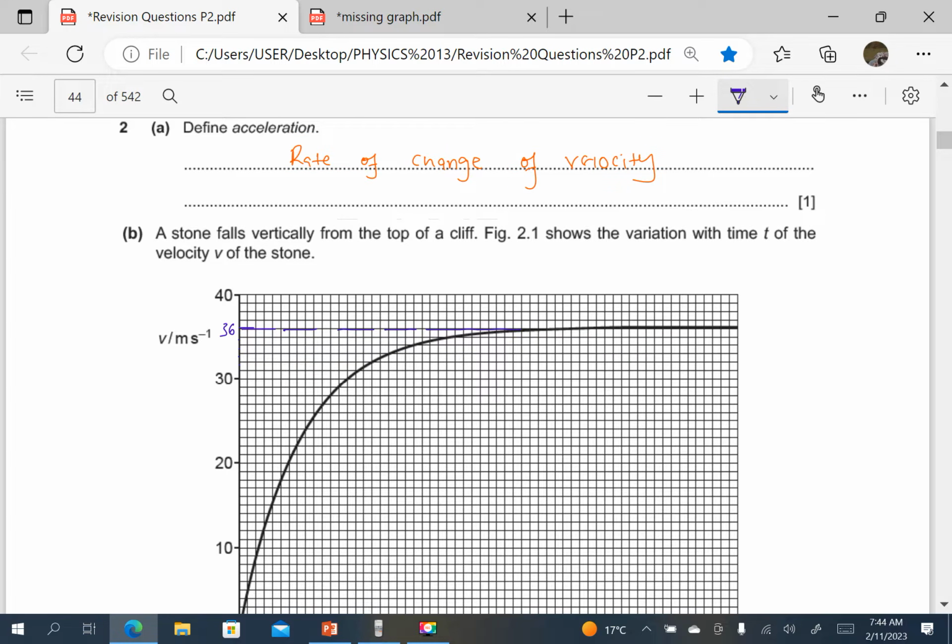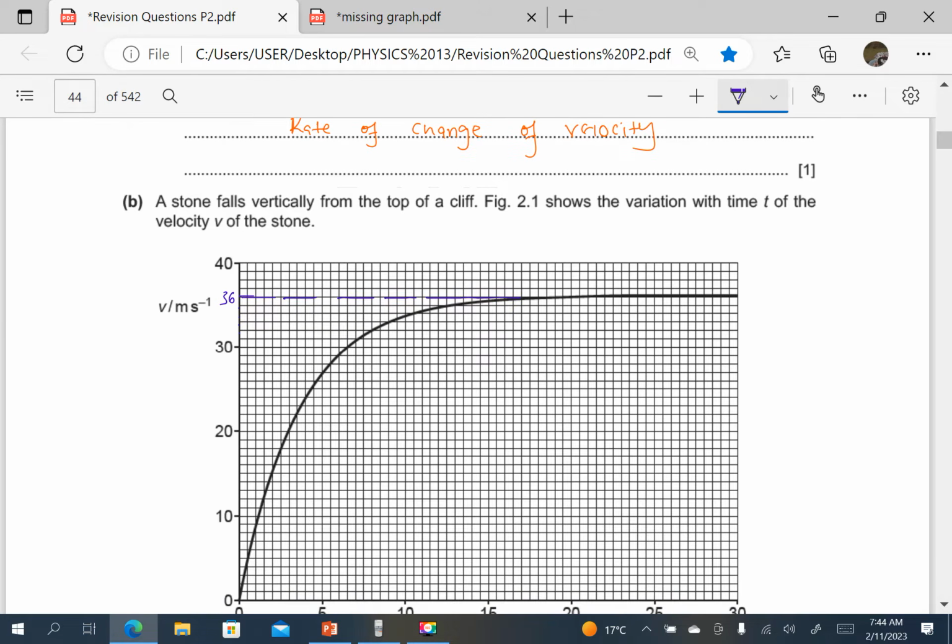Since they didn't mention that air resistance is negligible, even the graph is showing that air resistance is not negligible. So let's think of a stone as this one. Its weight is vertically downwards. Motion is downwards. It is falling. So this arrow is showing that motion is downwards. That means the force due to air resistance is in the opposite direction.